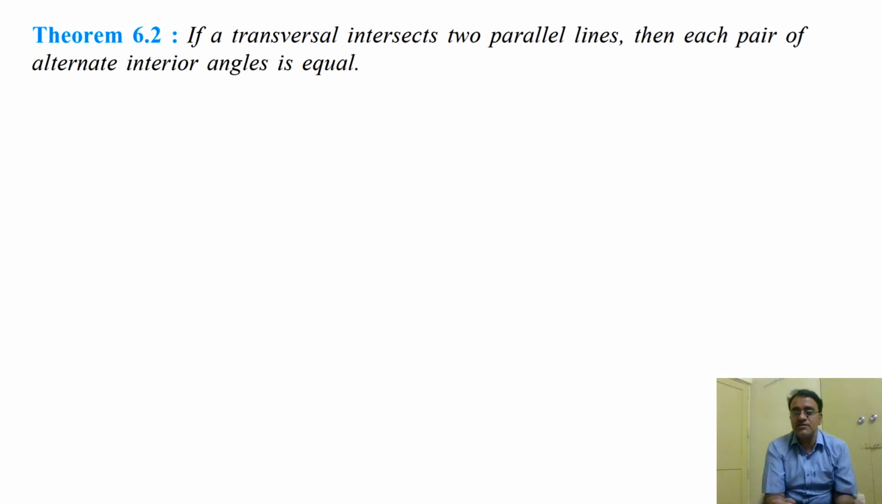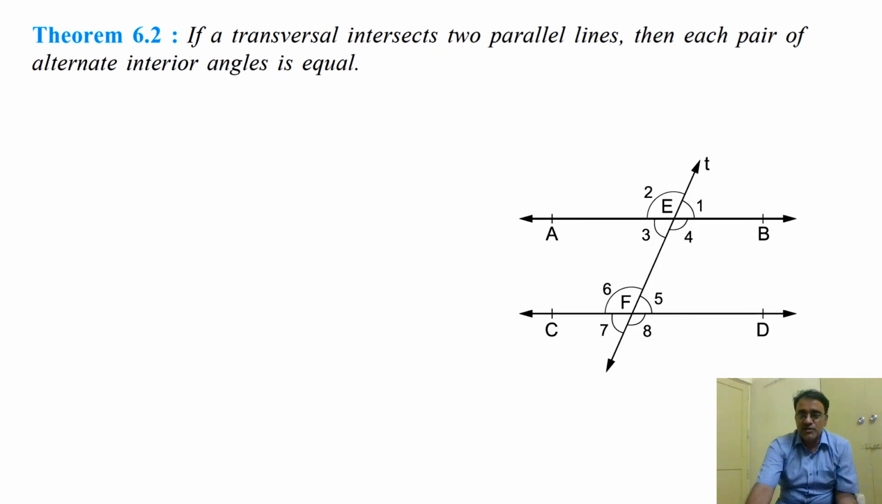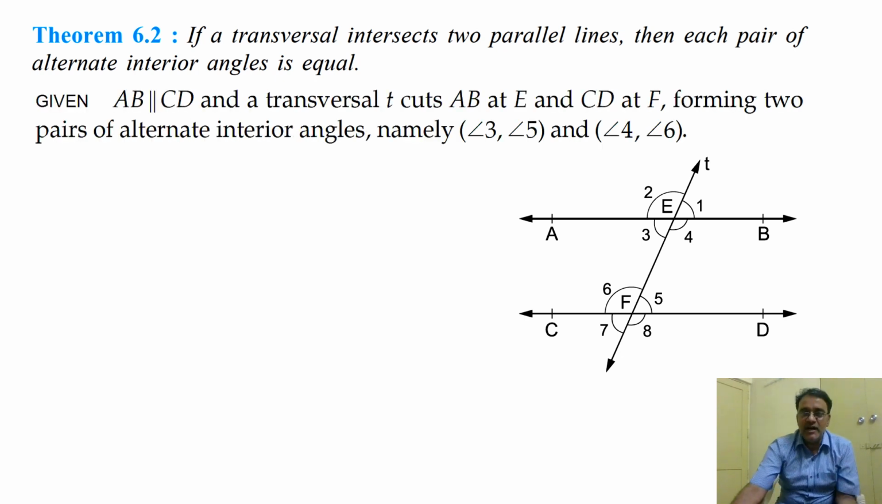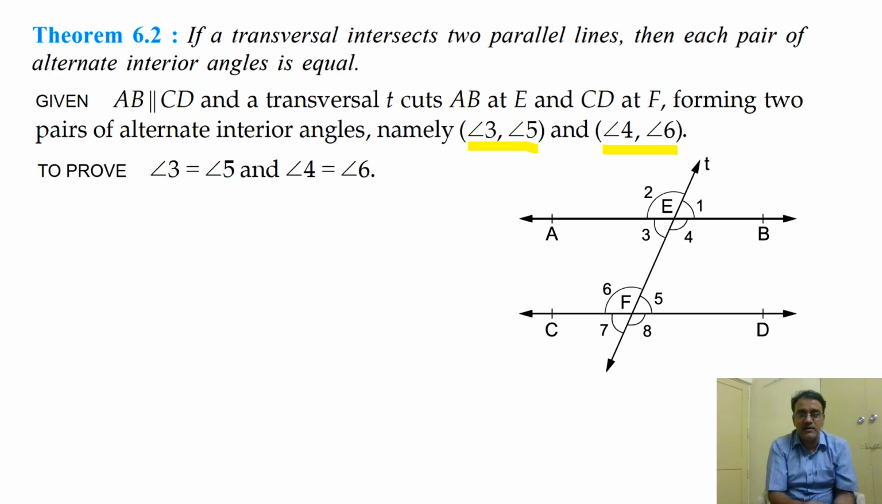पिछले साल में भी क्लियर इंस्ट्रक्शन था कि अगर डायग्राम नहीं है तो प्रूफ 0 है. ओके, सो यू हैव टू बी वेरी केयरफुल. सो दिस इज द डायग्राम. Let AB and CD are two parallel lines and T is the transversal line intersecting AB and CD at points E and F, right? So यहाँ पे दो पेयर्स हैं alternate interior angles के. One is angle 3, angle 5, angle 4 and angle 6. So this is given. Now what we have to prove, these two angles are equal.